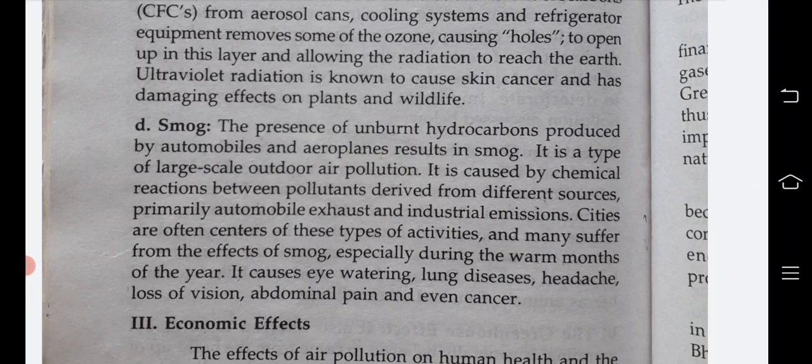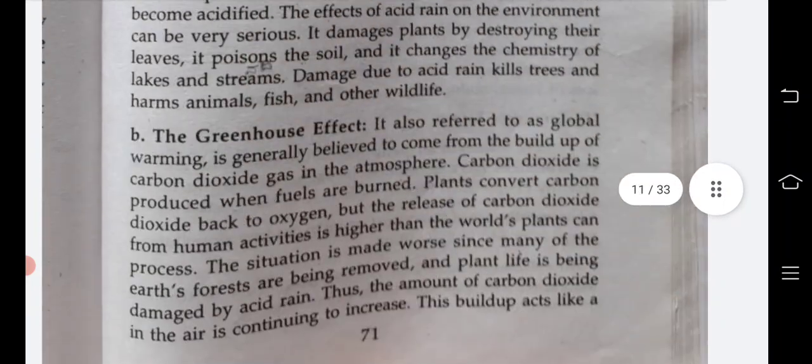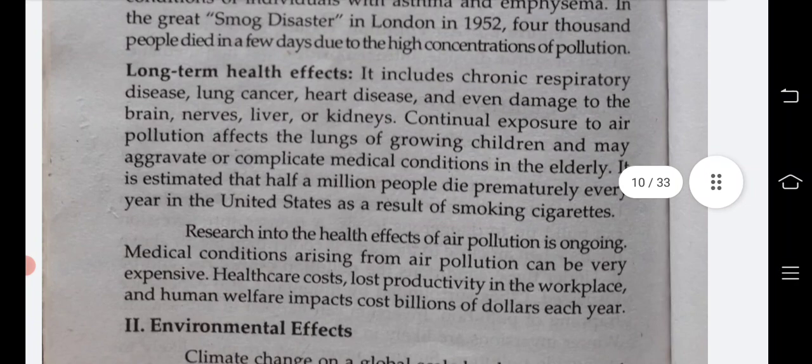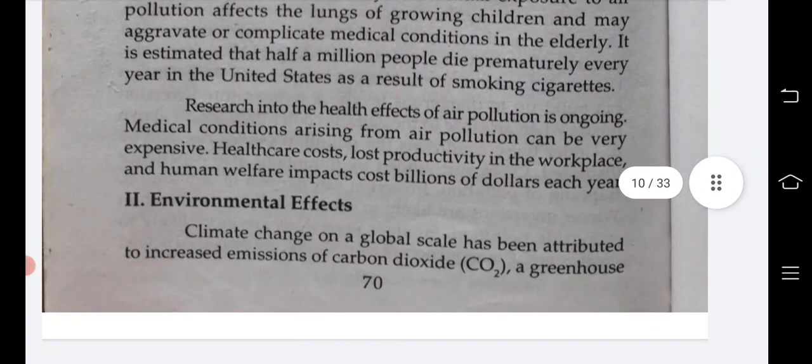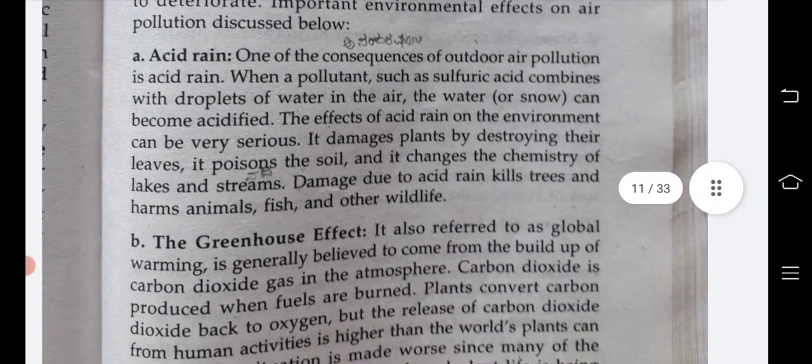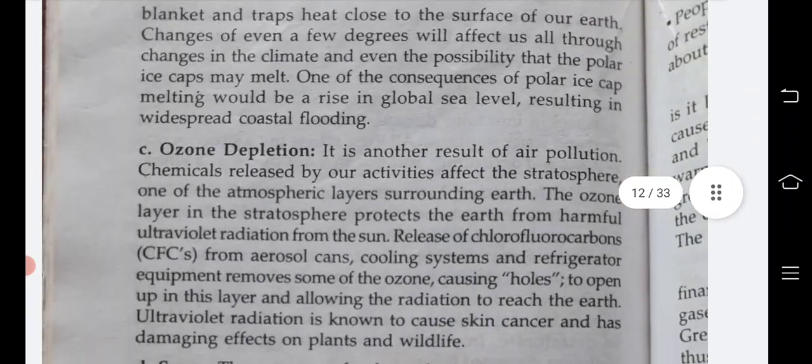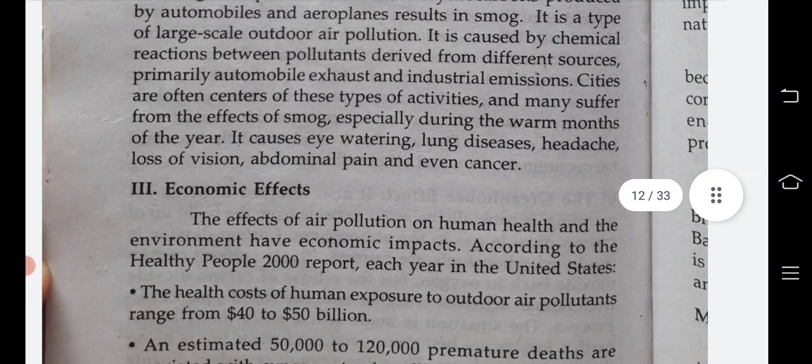Now, this smog we find in Delhi. Even if you Google and see what smog is happening in Delhi, you can see clearly how smog becomes dangerous. So, there are two consequences basically. First was health consequence, which is short-term and long-term health consequence. Then we have environmental effect, which were 4 in number. First is acid rain, greenhouse effect, ozone depletion and smog.